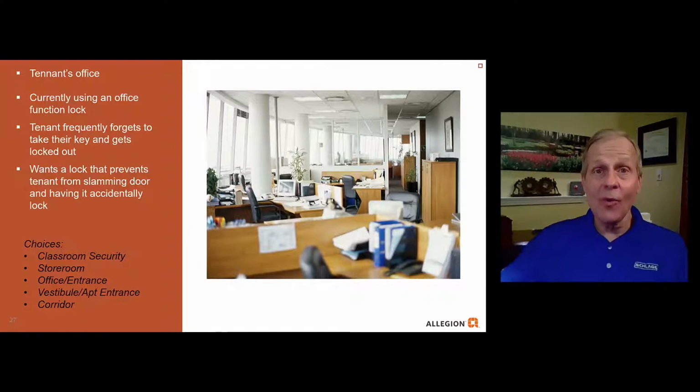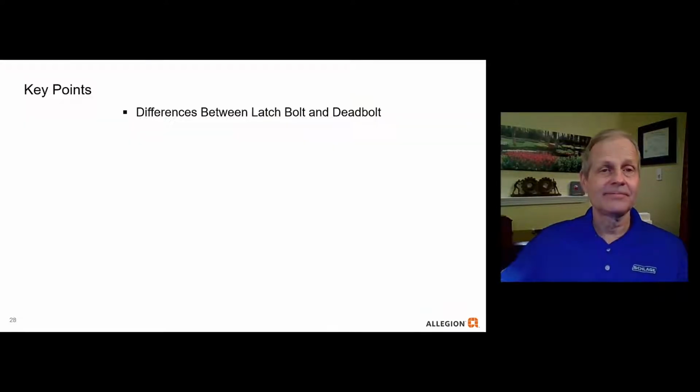Okay, so if you selected corridor, that would be correct. Remember, that's the one that has the push button on the inside. You can lock it using the push button from the inside if you want privacy, but as soon as you go out, as soon as you push down the inside lever, that button pops out. It will also pop out anytime the latch hits the strike plate. So for this one, the tenant would now have to use their key on the outside each and every time they want to lock the door. They will not be able to slam the door behind them and have the door lock.